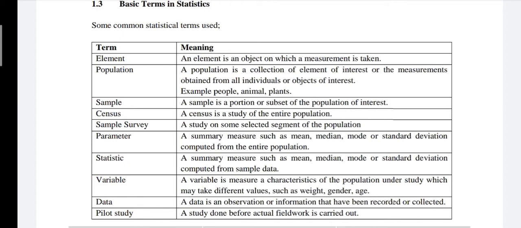Okay, the next one adalah census. Census adalah study of the entire population ataupun bancian lah. Bila kita buat bancian, kita buat survey untuk entire population. But kalau sample survey, only some selected segment of the population. Okay, parameter and statistic adalah a summary measure. Untuk parameter, a summary measure for the population. Statistic, a summary measure for sample.